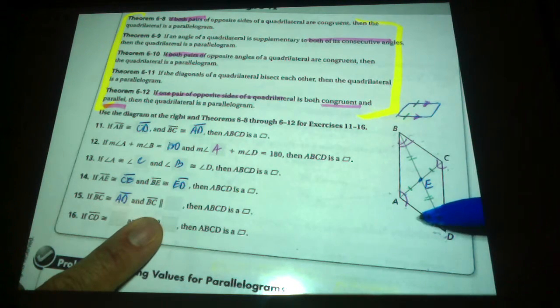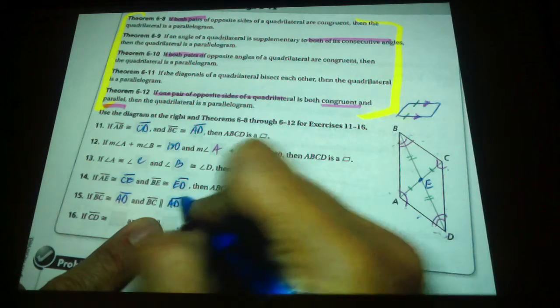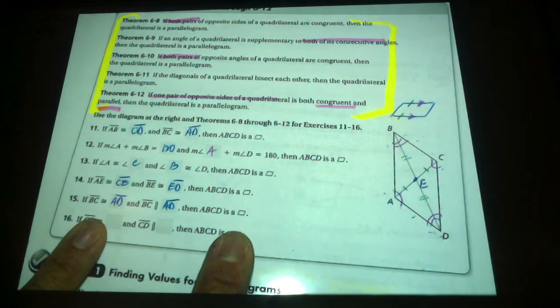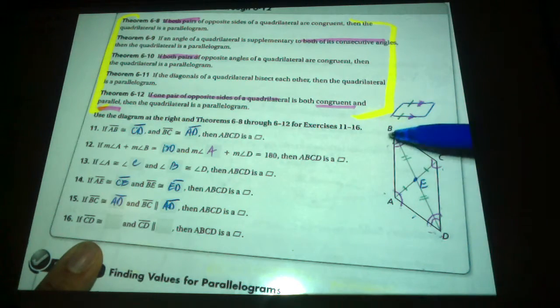BC is congruent to this side and parallel to that same side, so it has to be AD. But if you have one set of opposite sides that are both congruent and parallel, then you have a parallelogram. And then if side CD is congruent to what? What would it be congruent to? BA.